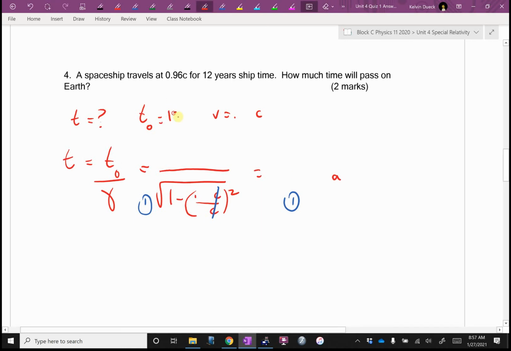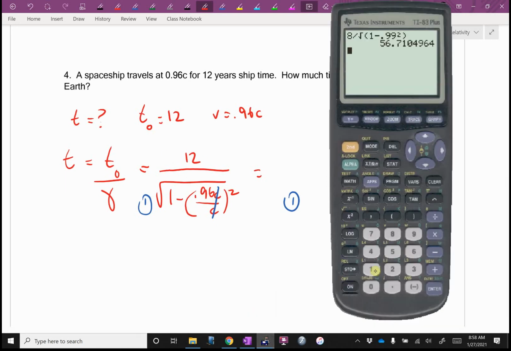Time on board the ship is 12. We're traveling a little slower. So it's going to be 12 divided by a little slower. In fact, on my calculator, I could go backspace and edit, but I'll type it from scratch. 1 minus 0.96 squared. How many years go by back home on Earth? I totally forgot the divided by.